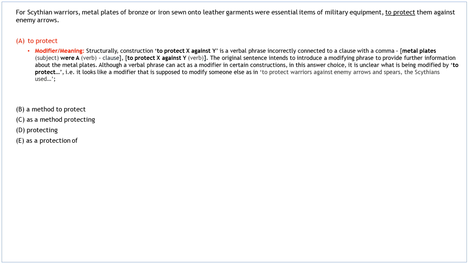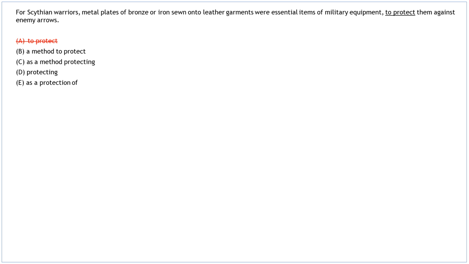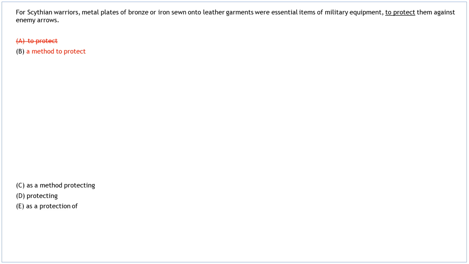It looks like a modifier that is supposed to modify someone else, as in, to protect warriors against enemy arrows and spears, the Scythians used metal plates on their armor. Eliminate this answer choice, and move to answer choice B.